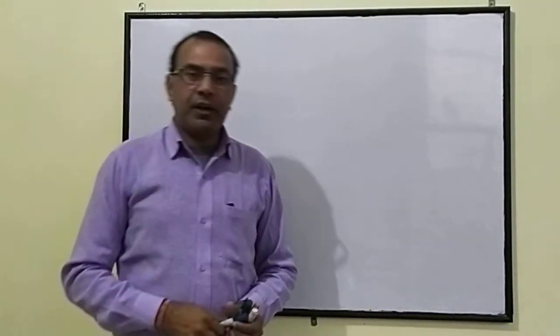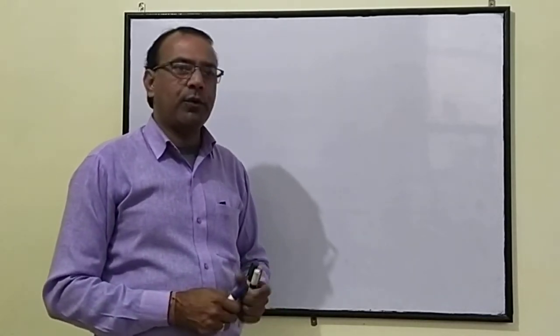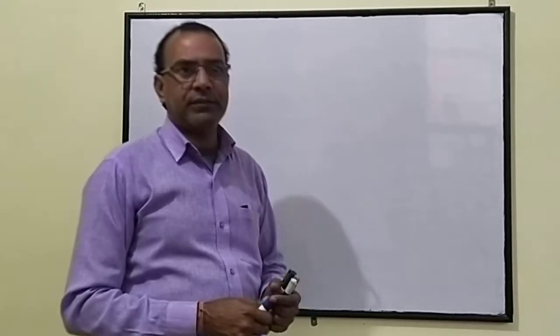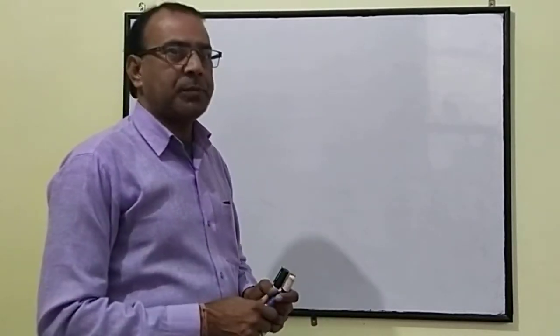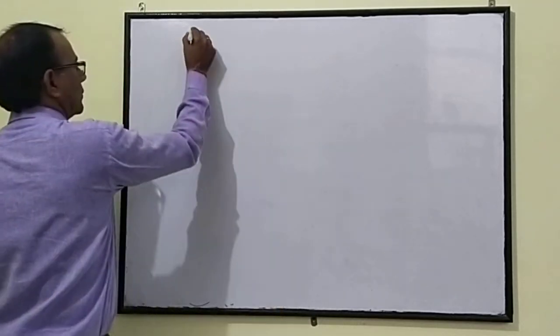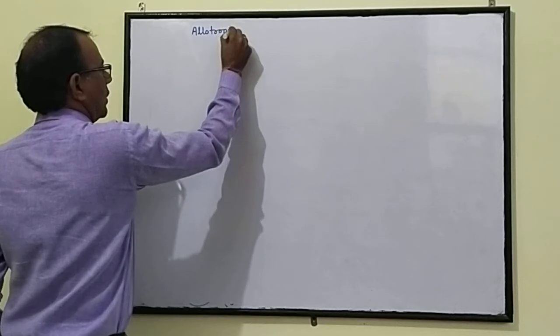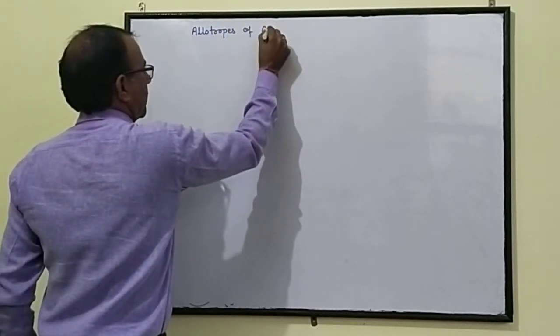Hello students, in the previous part we discussed covalent bonds, different types of covalent bonds, hydrocarbon compounds and different types of hydrocarbon compounds. In this part we will discuss allotropes of carbon.